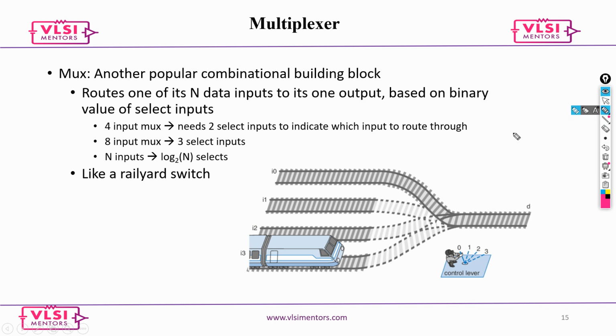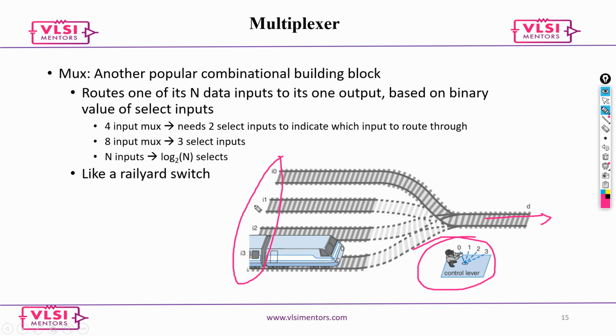For example, say you have four tracks in this case, and then a control lever, so they can decide which one goes out. A simple example is a railway station, where many trains come and stop, and the controller decides which one goes first and which one goes next, and so on.